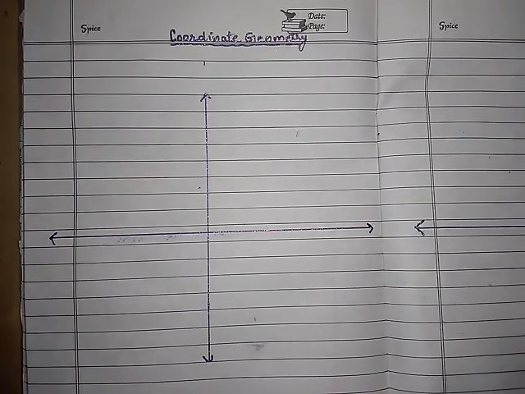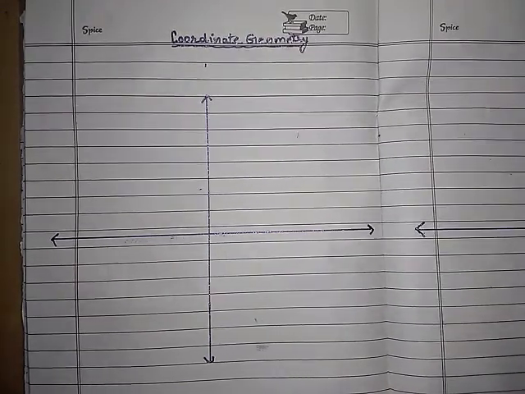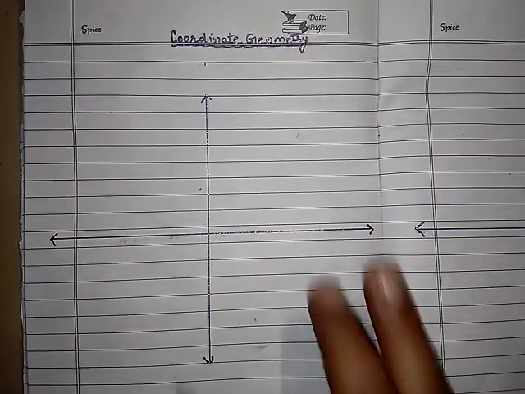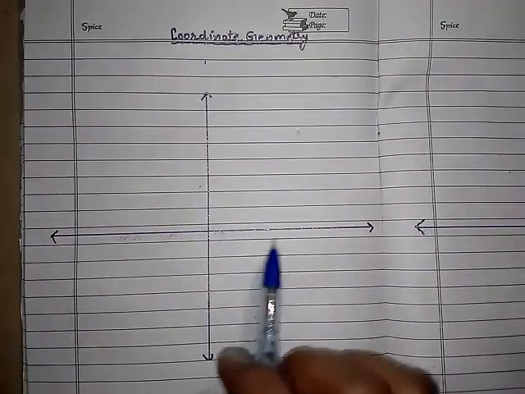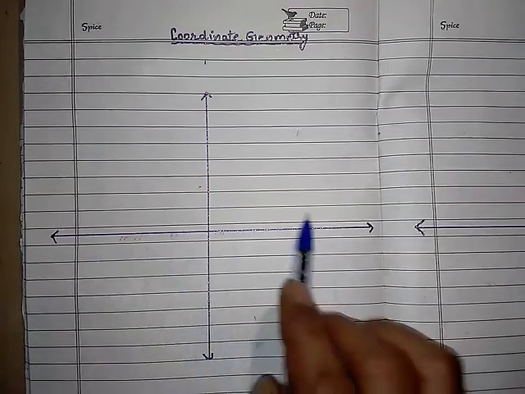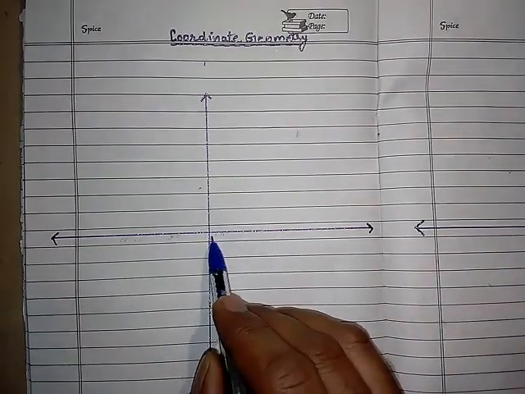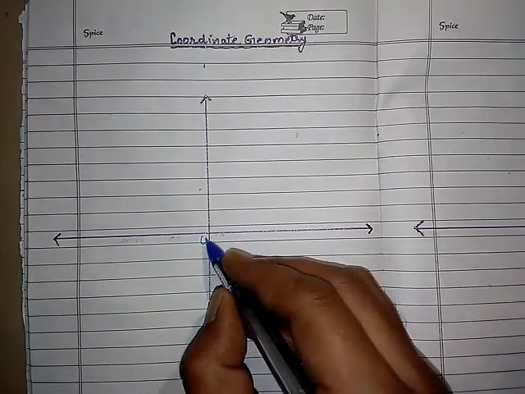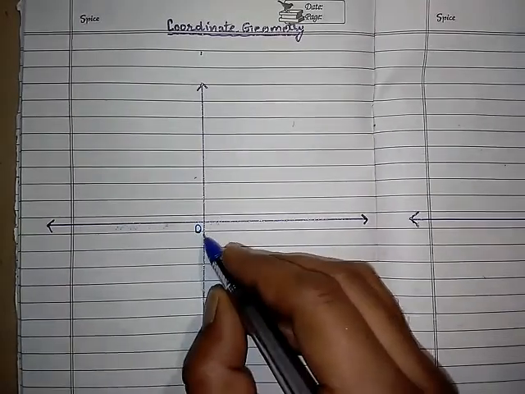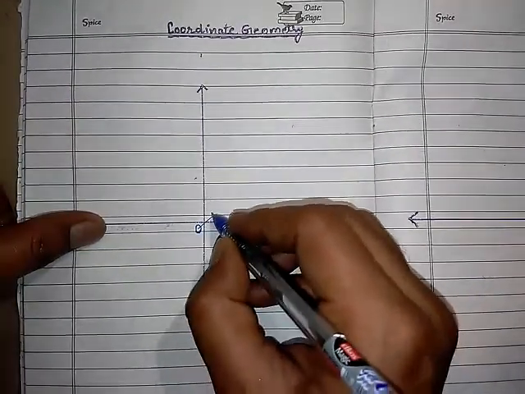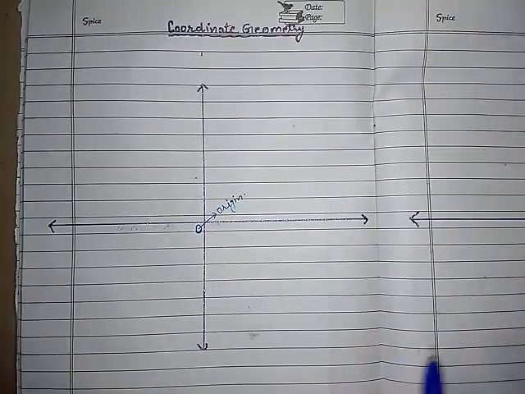Coordinate geometry is related to the point system. So let us consider the whole space. Suppose it is divided by two lines. These two lines in the space intersect each other at a 90-degree angle at the point O. So what does O stand for here? That is called the origin. So the name of the point is origin.